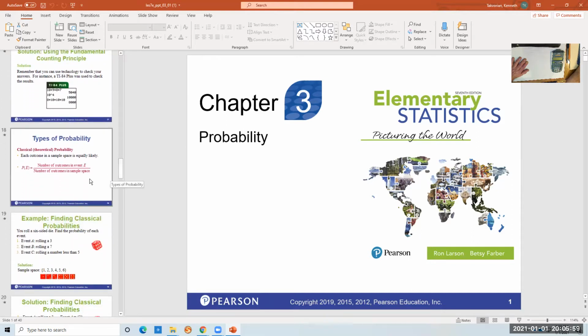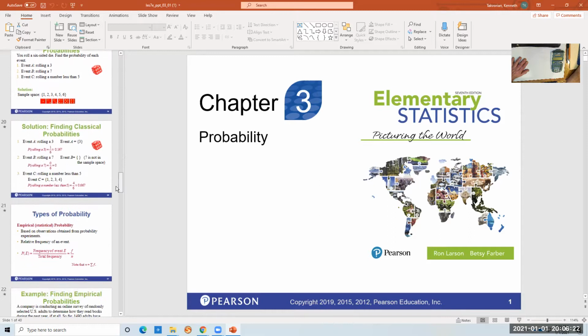There are a couple types of probability. There's the classical or theoretical probability, where each outcome in the sample space is equally likely. The probability of an event, E, is equal to a fraction made up of the number of outcomes in the event divided by the number of outcomes in the sample space.